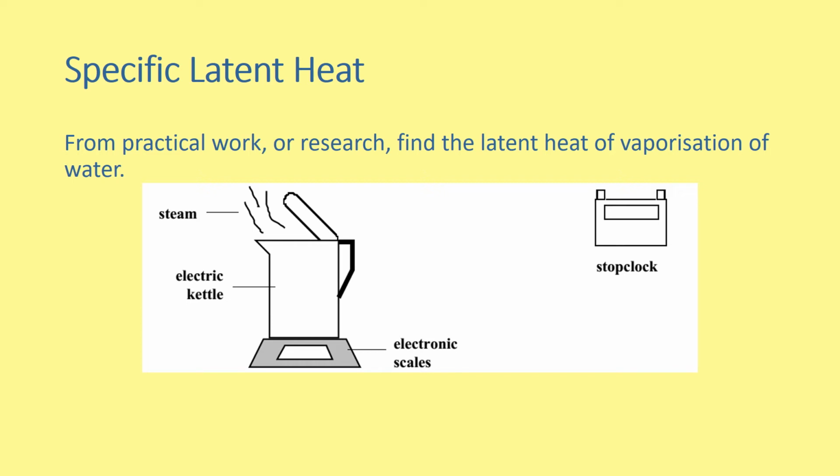Take a note of the kettle's power rating. Boil off a known mass of steam, measured on the scales in kilograms. Use the stop clock to time the boiling process. Calculate energy E from E equals P times T. You can now calculate the latent heat of vaporization of water by using L equals E divided by M.